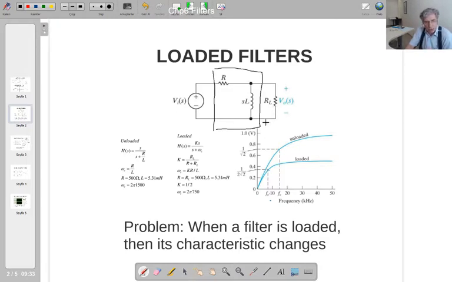When your transfer function is changed, your cutoff frequency is going to change, or your function is going to change. Therefore, the characteristic is changing. That might be something that you don't want to see, because the characteristic is changing. This is the unloaded case and that's the loaded case. Therefore, a new problem is injected here. So how to solve that problem?